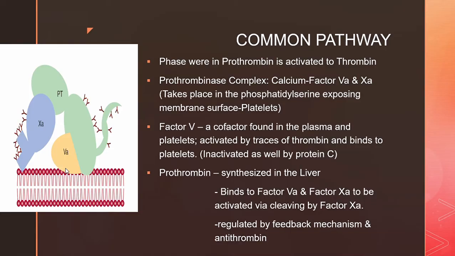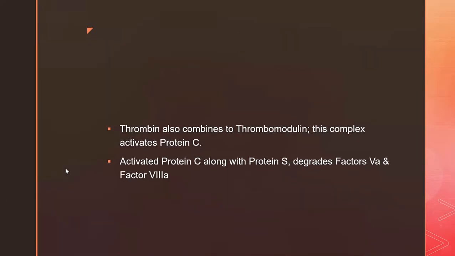What I want you to understand is that factor 10, factor 5, and prothrombin need to be on the platelet surface, because that is where the reaction stabilizes. And the main action of cleaving prothrombin is due to factor 10A. That is the main cleaving enzyme there. Factor 5 is just a cofactor. That is your common pathway. And the final product of your common pathway is the activation of your fibrinogen.